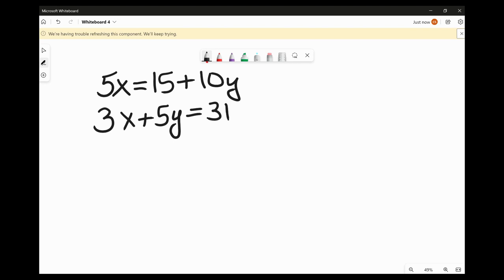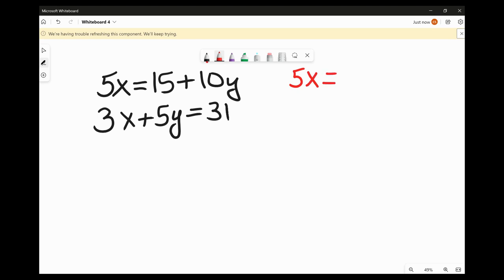Okay, you'll notice that none of the x's or y's are by themselves. They all have numbers next to them. And so we have to do a little work before we can do any substituting, because in order to substitute, I need the x or the y by itself. To me, the easiest one to get by itself is this one right here, because it's being multiplied by 5, and all I have to do is divide by 5. So I'm going to do that over here.